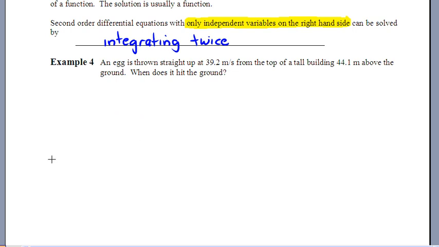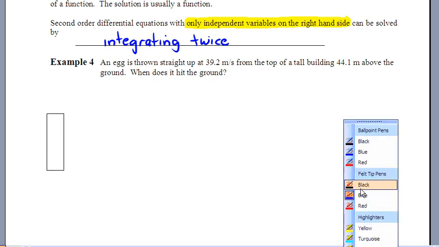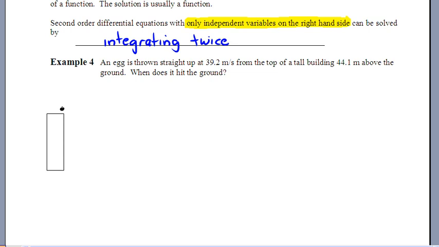Okay, here's my building, and we're going to be up at the top of it, and somebody's throwing some eggs. Doesn't sound safe, but they're doing it. So here's this egg, and it's going to go up into the air, stop rising, then go down to the ground and splat down below.